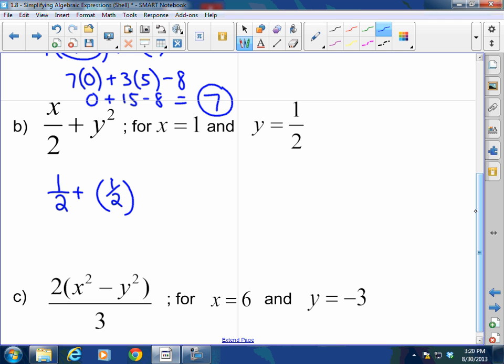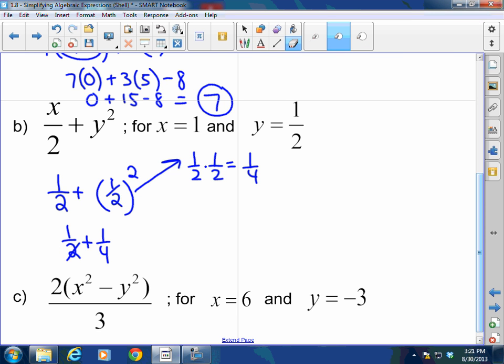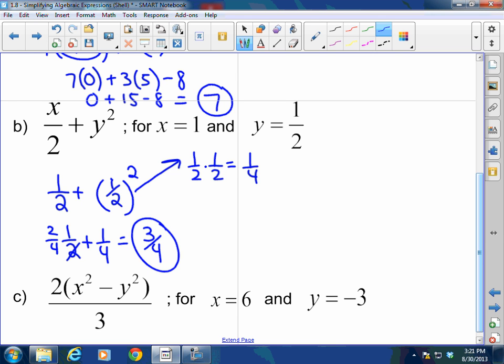Okay? So that's going to be 1/2 squared. Well, I have 1/2 plus, remember 1/2 squared, that's 1/2 times 1/2, which is 1/4. Numerator times numerator, denominator times denominator. So 1/2 plus 1/4. Common denominator is 4, so you're going to multiply 2 over 2 to top and bottom. So this goes to a 4, this goes to a 2. So my answer is 3/4. Easy peasy.